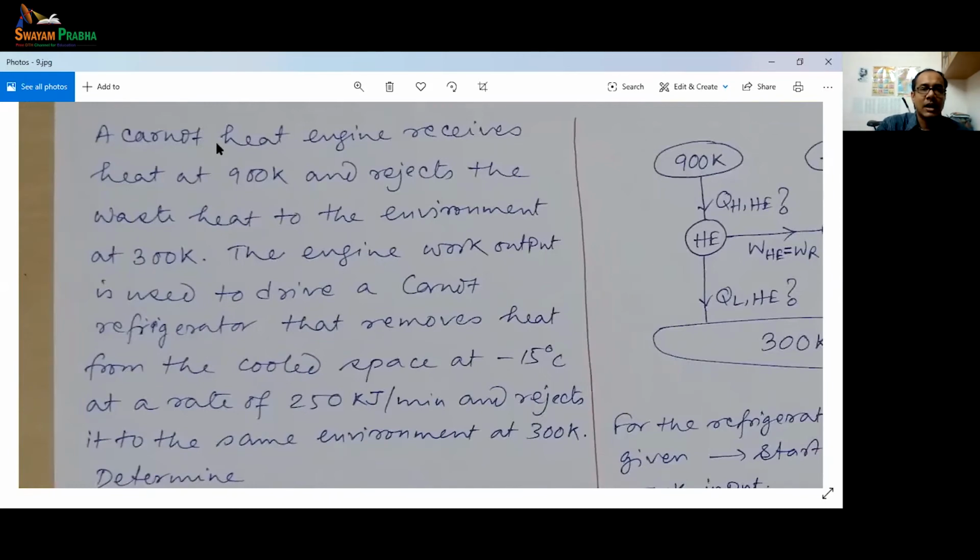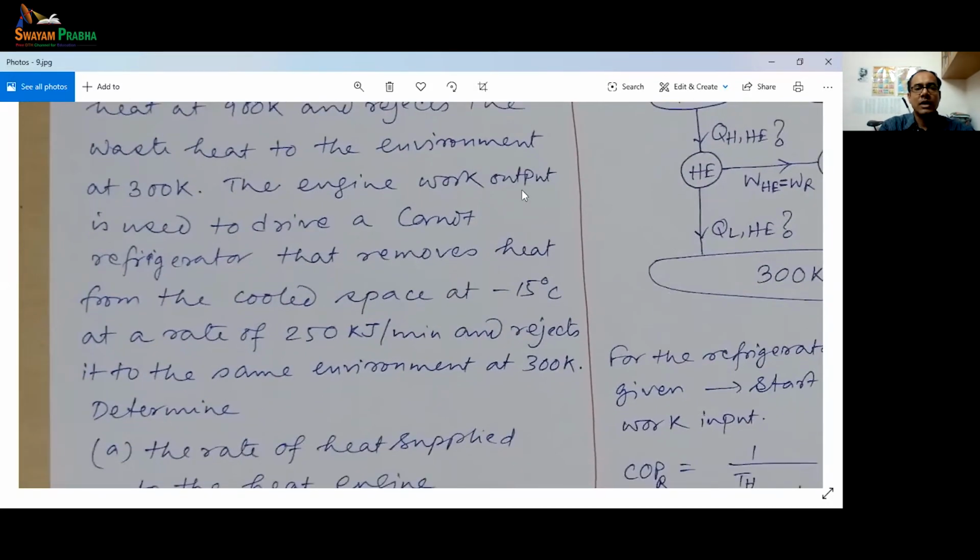It says a Carnot heat engine receives heat at 900 Kelvin and rejects the waste heat to the environment at 300 Kelvin. Any heat engine takes up heat from a high temperature reservoir and rejects heat to a low temperature reservoir. Here those temperatures are given. For a Carnot engine, those temperatures are not changing, but in real heat engines they are changing. So for the Carnot heat engine, the high temperature is 900 Kelvin, the low one is 300 Kelvin.